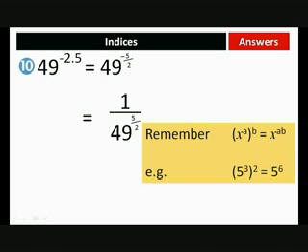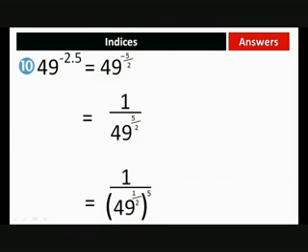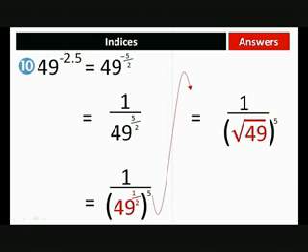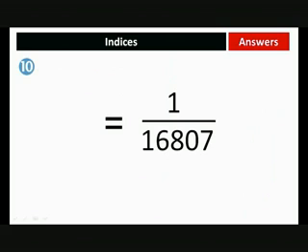And using that rule again, we can break 5 over 2 up into a half times 5. So we can write that as 1 over 49 to the half to the power of 5. Again, that's useful because power of a half means square root. So instead of 49 to the power of a half, we can write square root of 49. And the square root of 49 is 7. So all of that comes to 1 over 7 to the power of 5. Or if you prefer, 1 over 16,807.